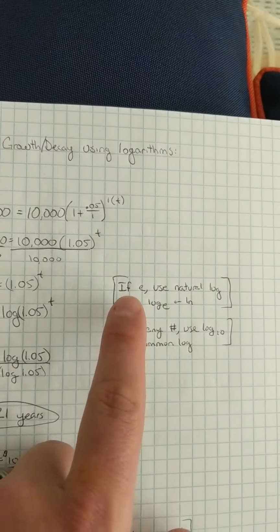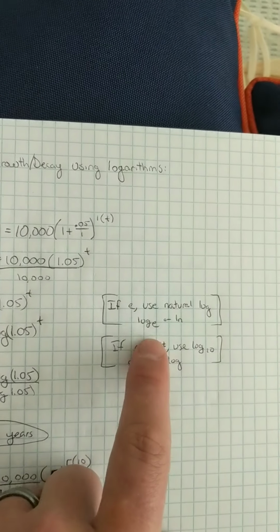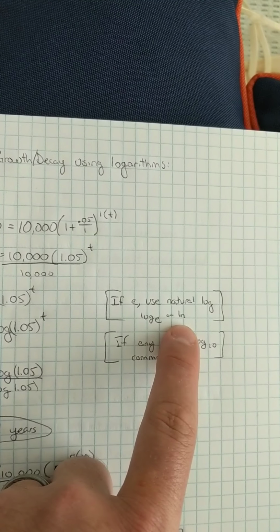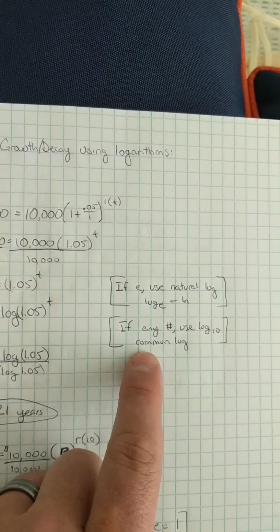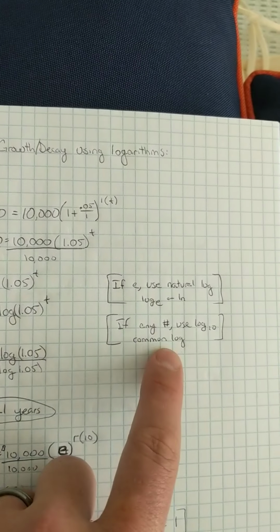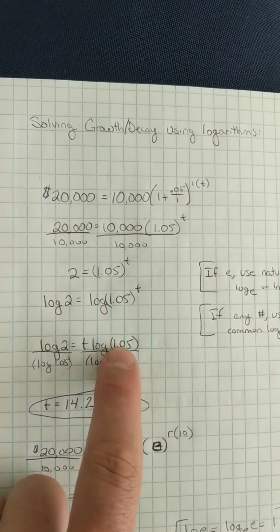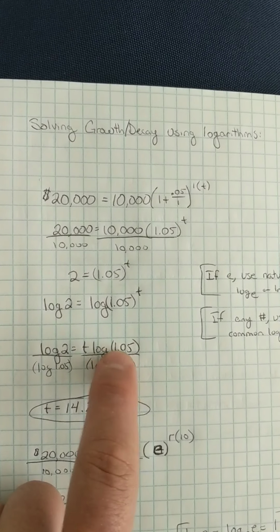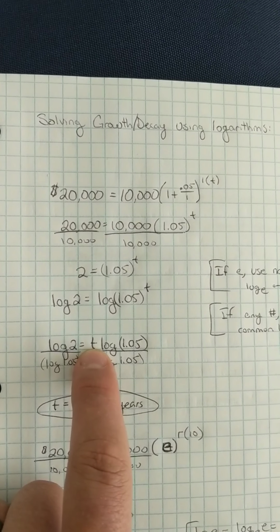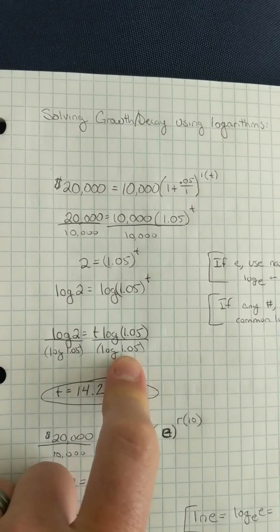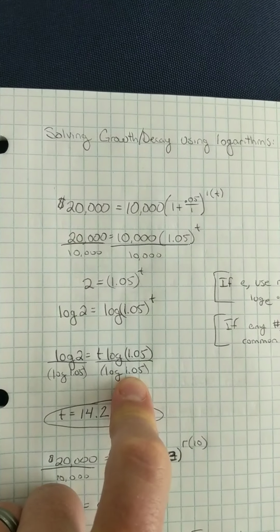A little side note, if it's ever base e, we want to use the natural log, which is log base e, or ln. If we have any other number, like 1.05, we're going to use the common log, which is log base 10, or just log. So by taking the log of both sides, I can bring down the t. And again, log is not a number, it means we're taking a process. So log of 1.05 is all one term. That's being multiplied by t. So therefore I can divide by whatever the log of 1.05 is.